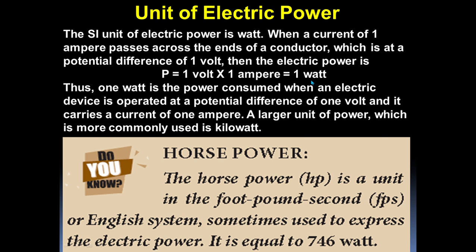That means 1 watt is the power consumed when an electric device is operated at a potential difference of 1 volt and it carries a current of 1 ampere. So this is the statement of 1 watt. What is meant by 1 watt? 1 watt is the power consumed when an electric device is operated at a potential difference of 1 volt and it carries a current of 1 ampere.